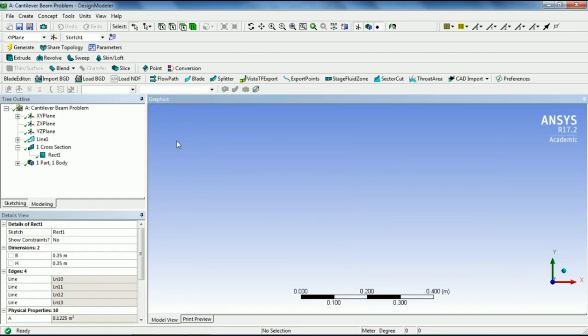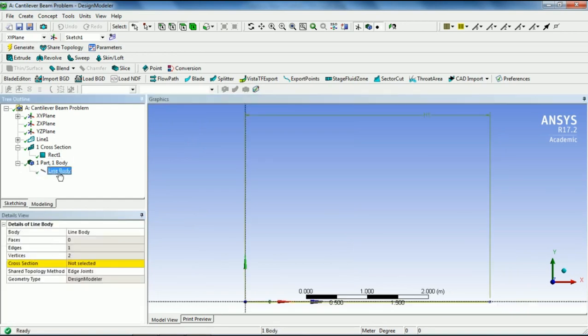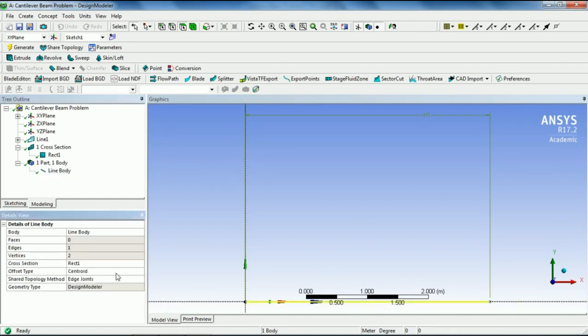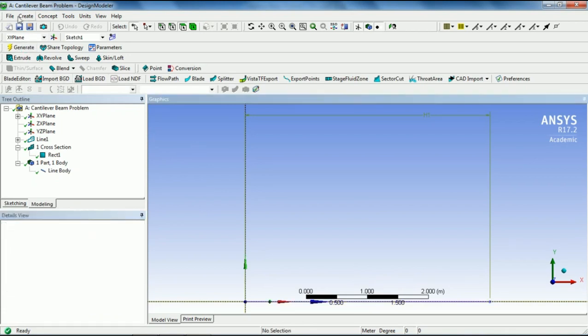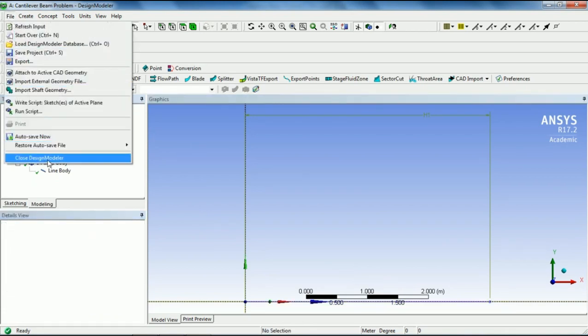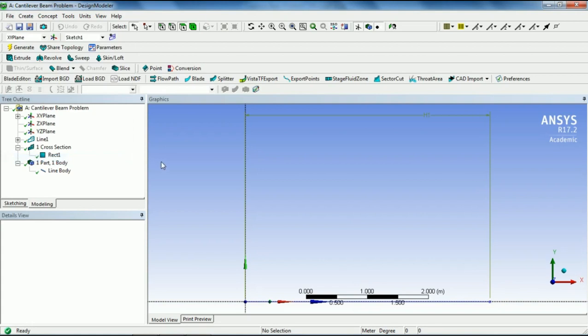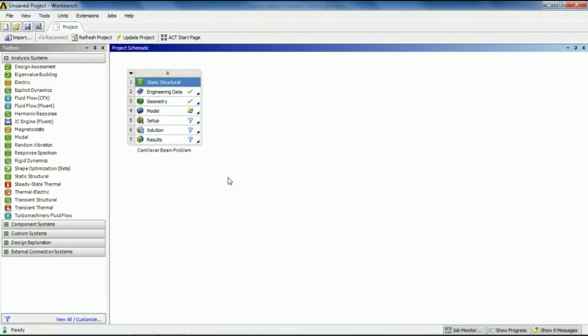Now go to one part, one body and select line body in order to create the cross section attached to this body. Now click generate and go to File and close Design Modeler. Now since our engineering data and geometry portion is over, we need to enter into the model. So double click it and it will open the ANSYS Mechanical.